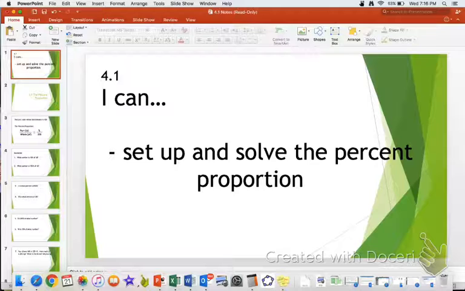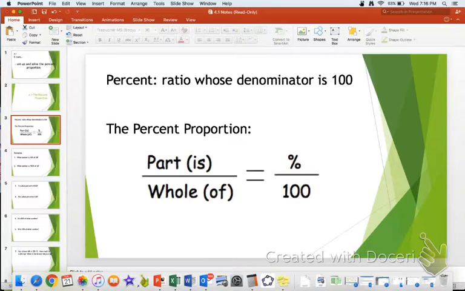So today in class we covered 4.1. The I can we covered was I can set up and solve percent proportions. So this screen we put into our notes and we added a little bit to it. So I'm going to add it here now and I'm going to reiterate what I said today.